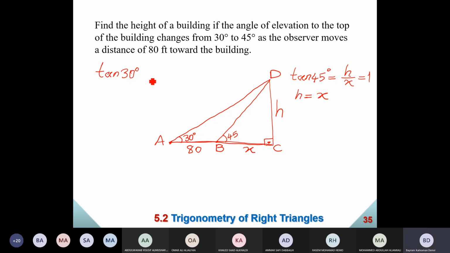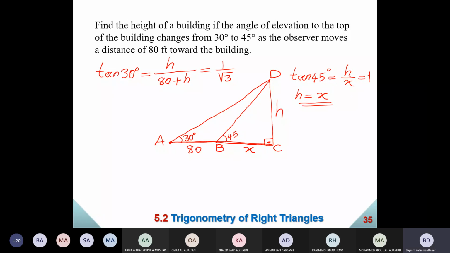Tangent of 30 is h over 80 plus x. 80 plus x. Yes, 80 plus x, right? Well, x is also h. We know x and h are equal, so I can write h. So, which is equal to, Shabab? 1 over root 3. Perfect.